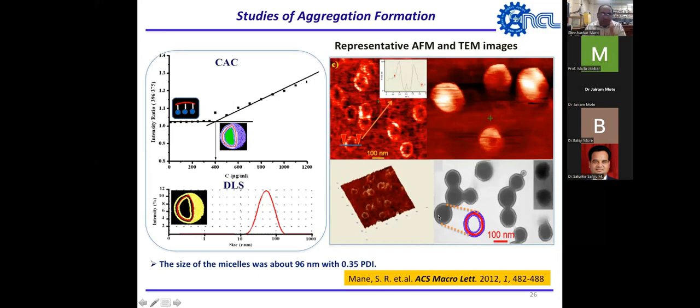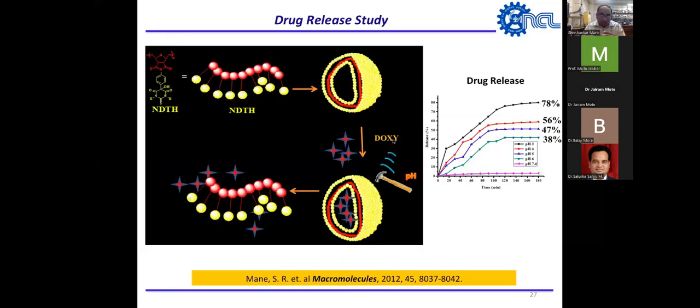Once we confirmed the aggregate formation, our aim was to introduce the drug molecule. Particularly, we chose an anti-cancer drug, doxorubicin. We encapsulated the doxorubicin inside these micelles, and using an external stimulus, pH, the micelle gets disrupted and the drug is released, which we monitored through fluorescence spectroscopy as well as UV absorbance spectroscopy.